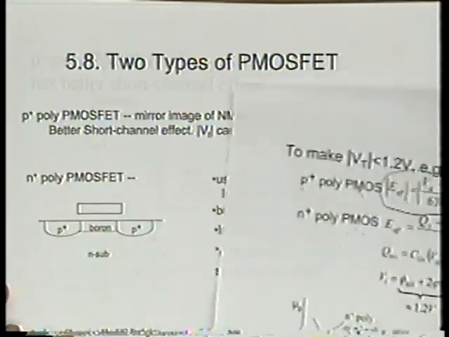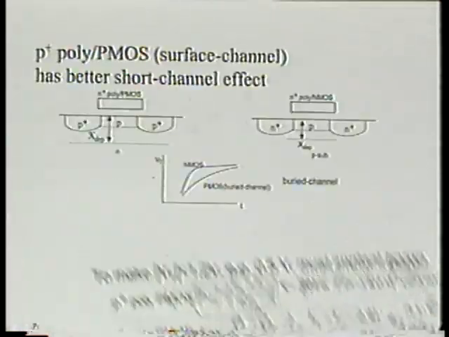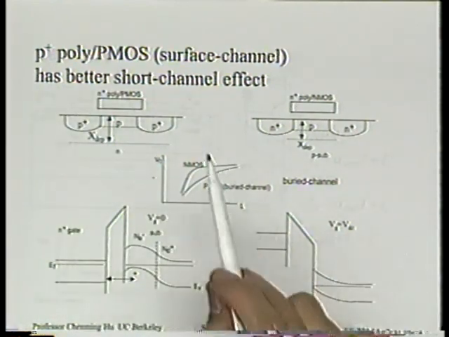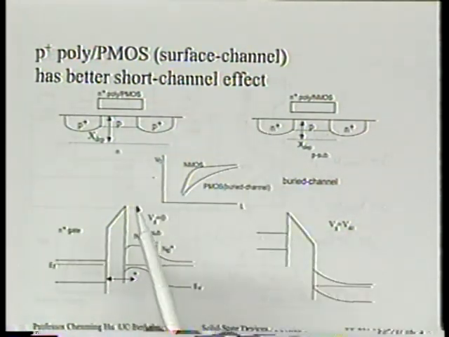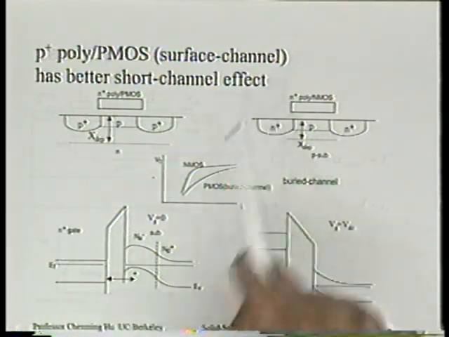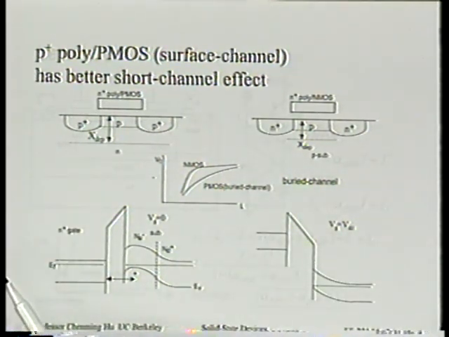Why is that? Well, it has to do with the short channel effect. All right. The newer type PMOSFET using P plus poly, so-called surface channel, has better short channel effect than the M plus poly MOSFET, the so-called Berkeley channel PMOSFET. All right. Now, how can you understand that?